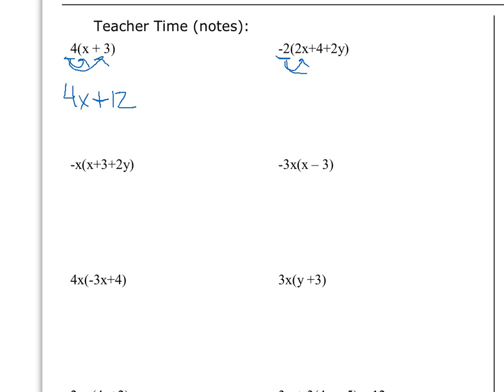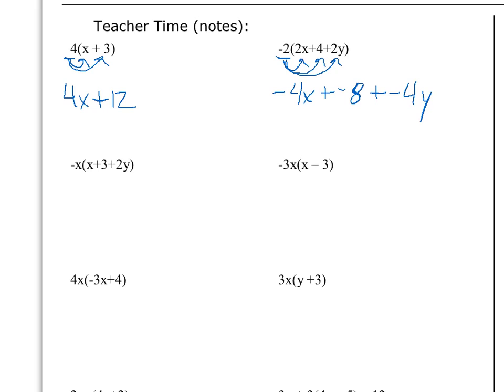We're going to distribute the negative 2 in. Now, notice there are 3 things to distribute to. I have negative 2 times 2x. That's negative 4x. I have negative 2 times 4. That's plus negative 8. And I have negative 2 times 2y. That's going to be negative 4y.